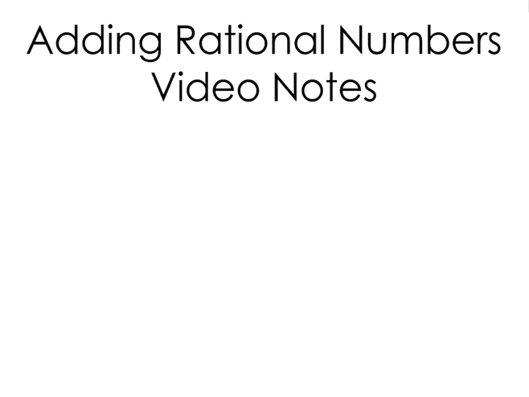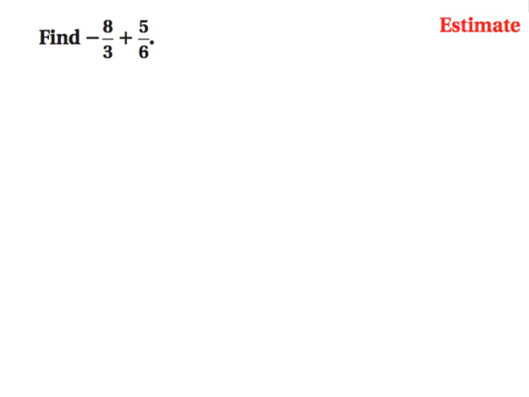These are video notes on how to add rational numbers. Remember that rational numbers are numbers that can be written as a fraction, and that will also include any decimal that either repeats or terminates. Our first example, we'll do -8/3 plus 5/6.